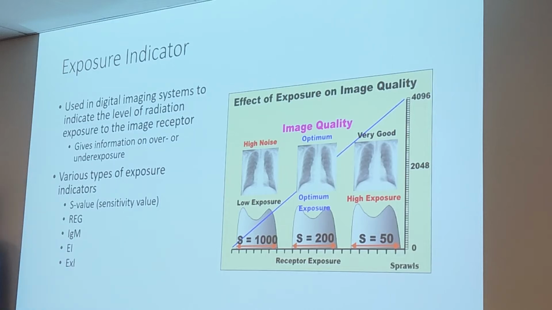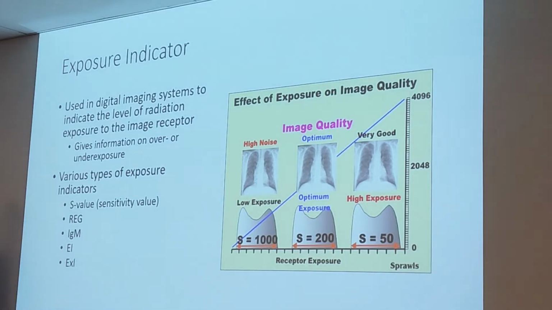S values are inverse. S value is too high, you underexposed. S value is too low, you overexposed. Everything else is direct. So with your EXI or your EI values, let's say your perfect EI value is 1600. You shoot it at 3000, that means you overexposed. Okay? S value is the one that is inverse, it's flipped. It's kind of funky that way. And you'll discuss this more in Mr. Donahue's class as well over the summer when you start doing image evaluation.